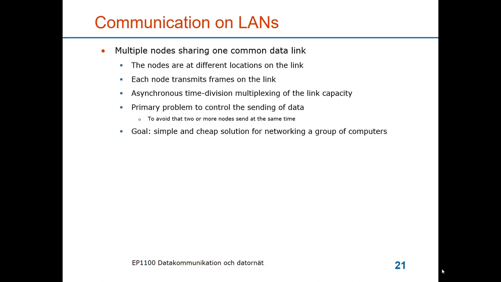The primary problem is to control the sending of the data to avoid that two or more nodes send at the same time. So we've seen that carrier sense avoids some collisions, but it doesn't prevent all collisions. But here I will also present methods for medium access which prevent any collisions from occurring. The goal is a simple and cheap solution for networking a group of computers together using one shared link.